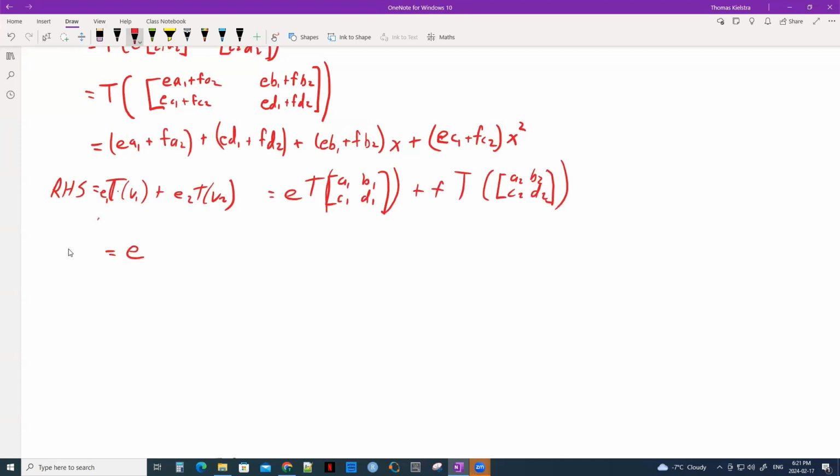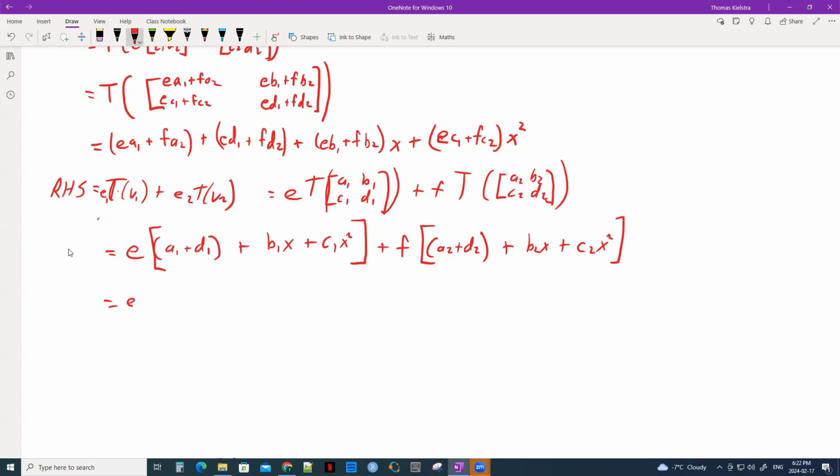which is equal to E times A1 plus D1 plus B1 X plus C1 X squared, plus F times all of, and remember, E is times the entire output, F is times the entire output, A2 plus D2 plus B2 X plus C2 X squared. Expanding, we get EA1 plus ED1 plus EB1 X plus EC1 X squared plus FA2 plus FD2 plus FB2 X plus FC2 X squared.